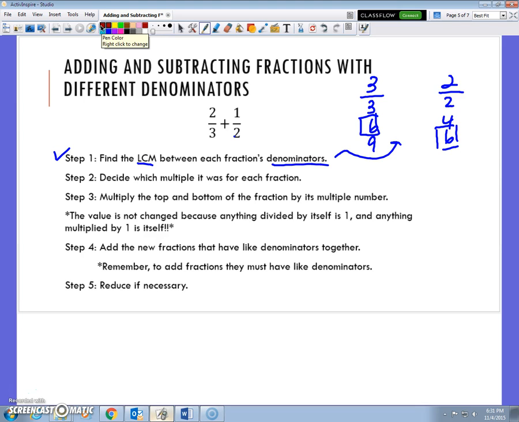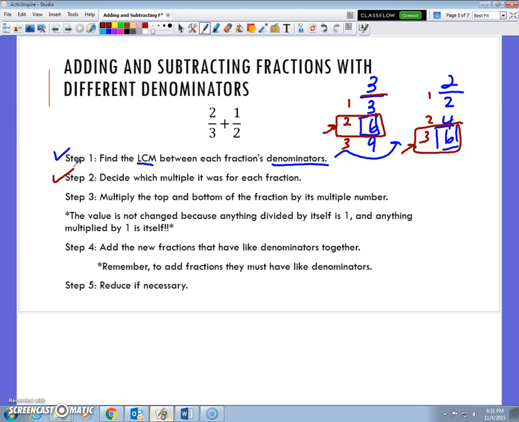For 3, this was the first multiple, and the second multiple, and the third multiple. For 2, this would be the first, second, and third multiple. Now, for 3, I'm looking at the second multiple. For 2, I'm looking at the third multiple. That's like its place value in the string of multiples that goes on forever. So I'm deciding that for 3, it was the second multiple, and for 2, it was the third multiple. Okay, so we've done step 2.